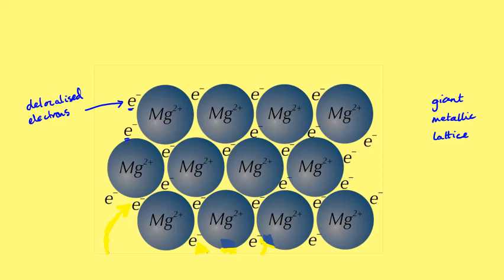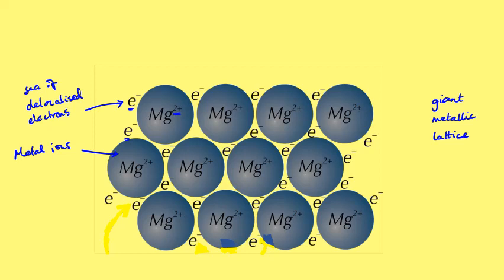So if magnesium's two outer electrons are delocalized, then what is left is actually no longer an atom, it's an ion. And if it's lost two electrons, it's going to have a 2+ charge. So what we say is that the metal ions are surrounded by a sea of delocalized electrons. The metal ions here are surrounded by this sea of delocalized electrons.